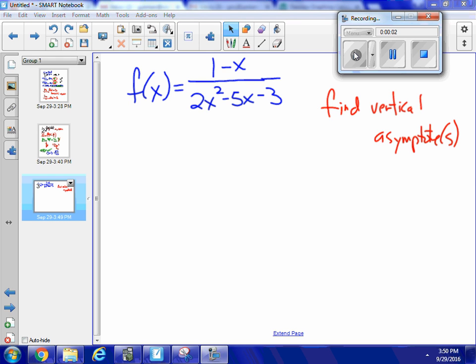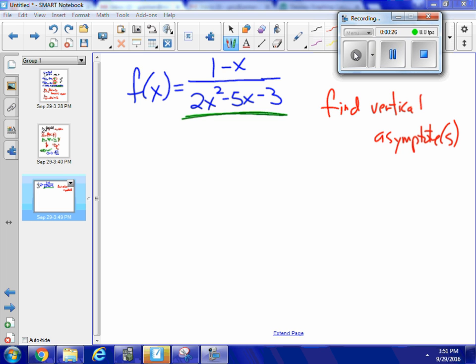This question is asking me to find the vertical asymptotes of this function. Vertical asymptotes happen where a denominator is equal to 0. When a denominator is equal to 0, I'm either going to have a vertical asymptote or a hole. So the first thing I need to find out is what is going to make this denominator equal to 0.